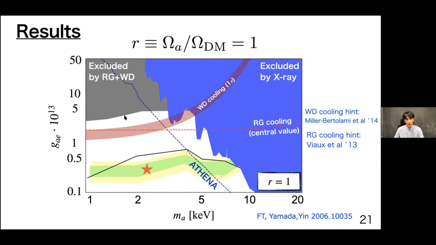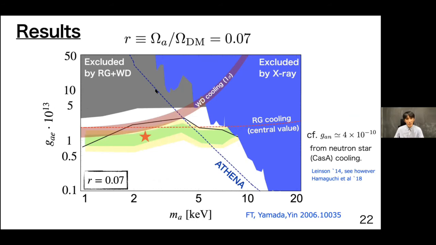And slightly below this excluded region, there is a region favored by the cooling argument of white dwarf and red giant. Although this is not statistically significant, there is some parameter space which is favored by this cooling argument. So this region preferred by the XENON1T excess is below this cooling anomaly. But if you consider a case where the axion occupies only a fraction of dark matter, as in the case of axion produced by thermal scattering, then simply because we have less amount of axion, we need to have larger axion electron coupling to explain the same number of events observed by the XENON1T experiment.